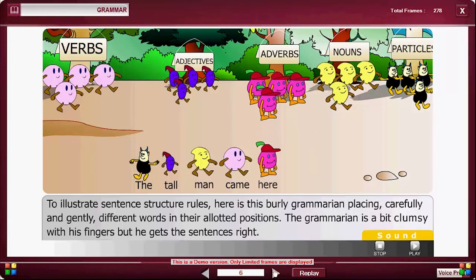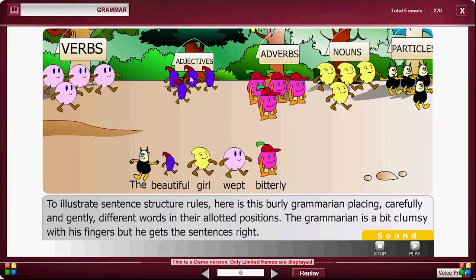The tall man came here. It is all represented by creatures of different colors. The beautiful girl wept bitterly. Looking at the creature, this is a black one, that is from the particle. As said, particle consists of articles, conjunctions, interjections, etc. So this is an article.